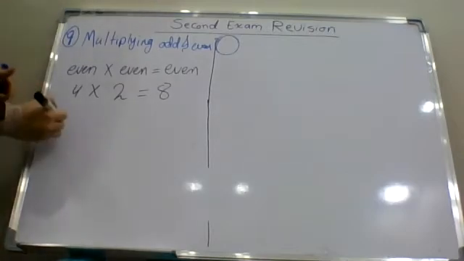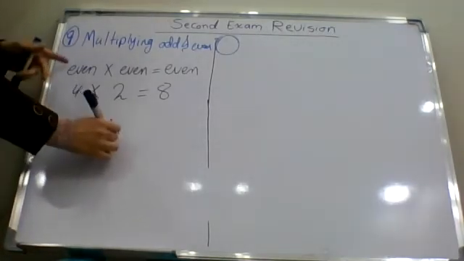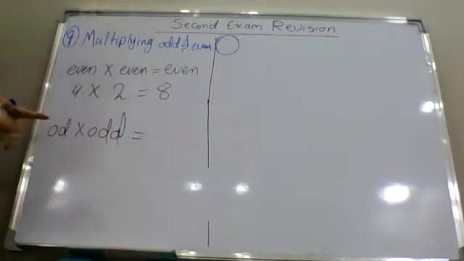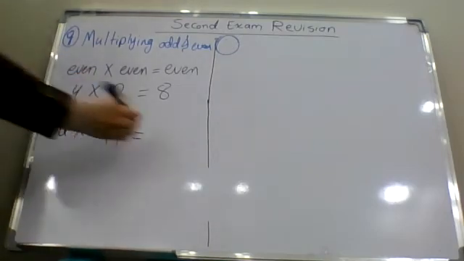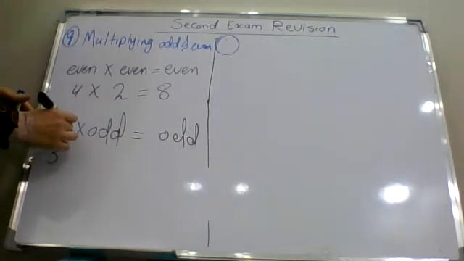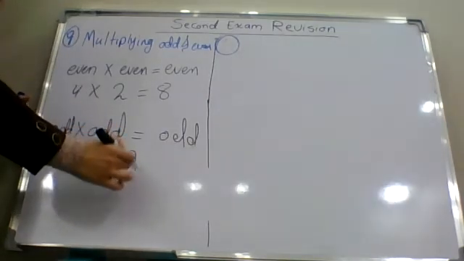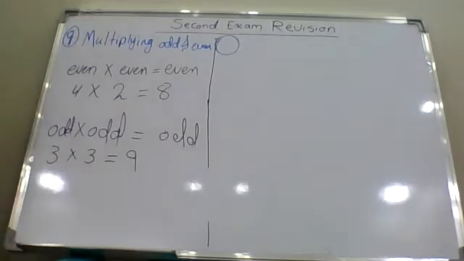What if you multiply odd times odd? In the multiplication, it's different, okay? So if you multiply odd times odd, the answer is going to be odd. Like if you multiply 3 times 3 equals 9, which is an odd number. If you multiply 5 times 5, it's 25, it's an odd number, okay?